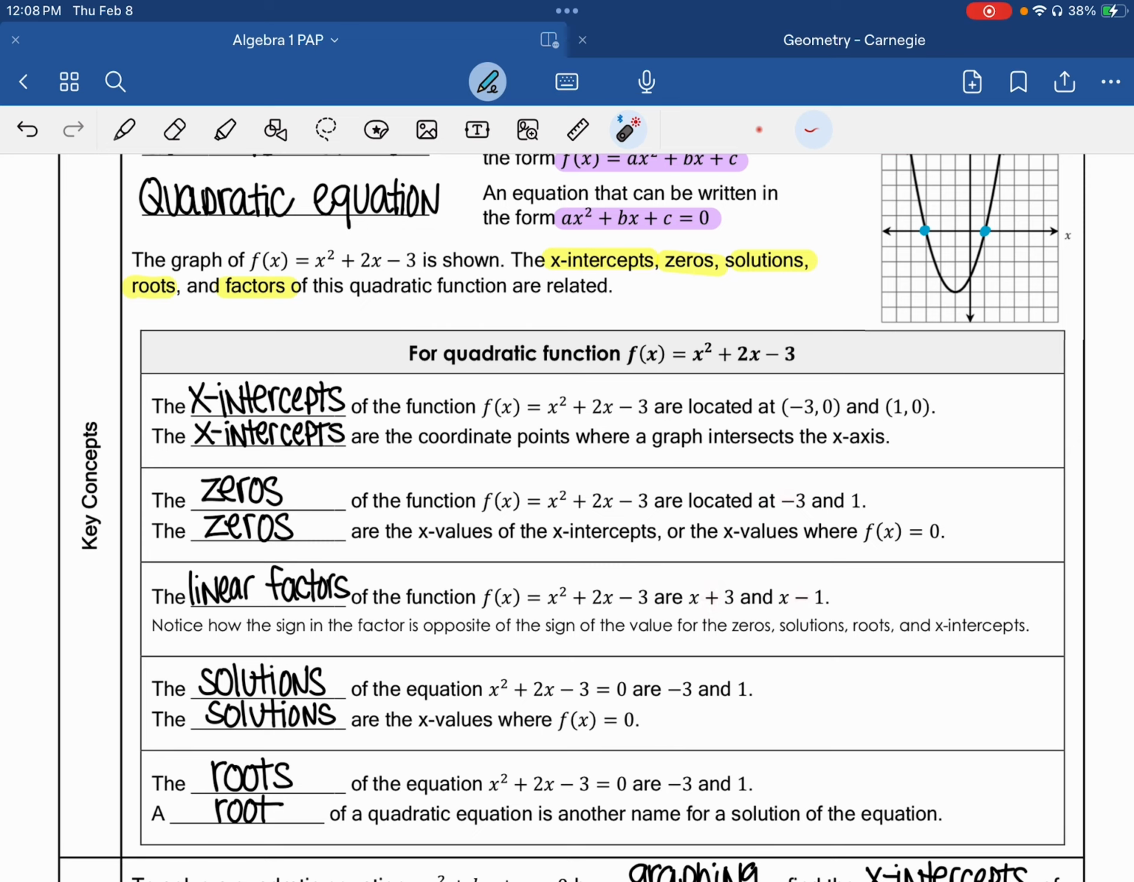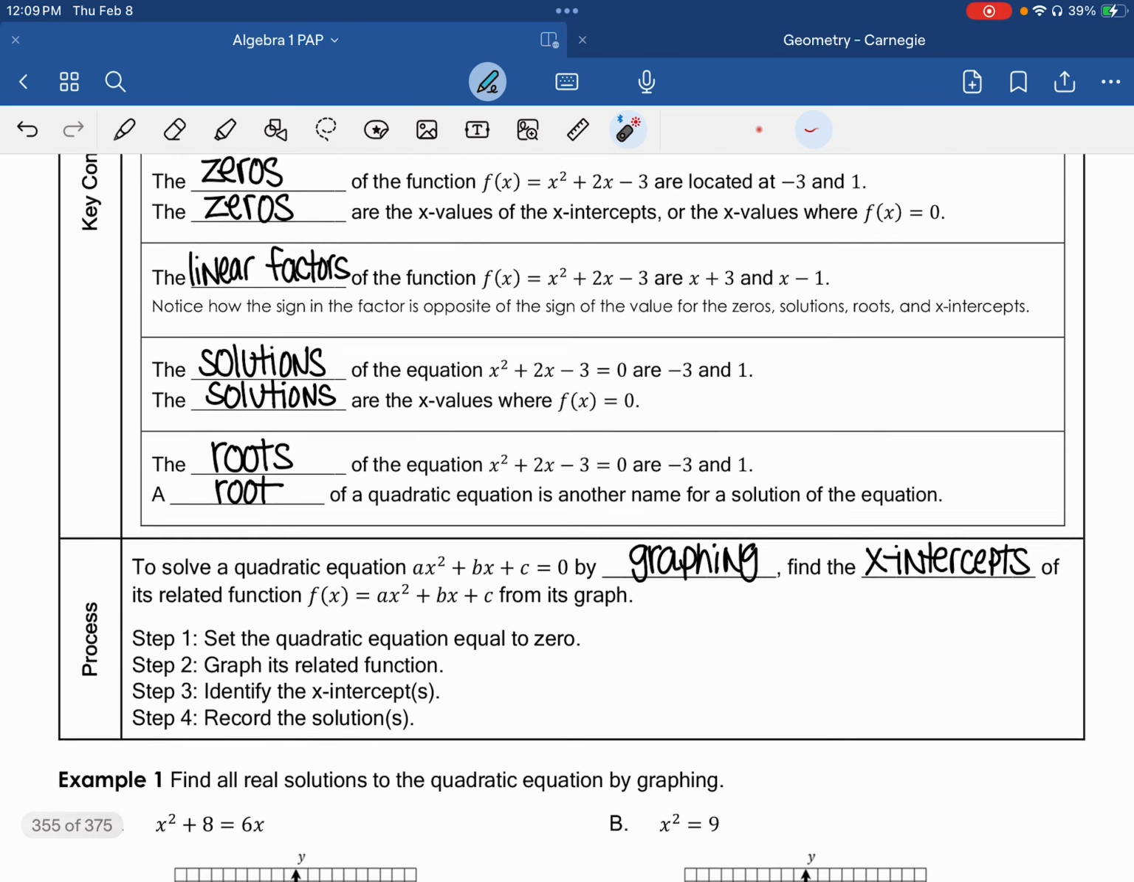Notice that the signs in my linear factors are opposite from what the zeros are. The solutions of my equation, now when I take the function and set it equal to 0, are -3 and +1, just like the zeros are. The solutions are my x values where my function f of x is equal to 0, just like my zeros. The roots of my equation, notice once again, it's the equation, so we're setting it equal to 0, are -3 and 1.